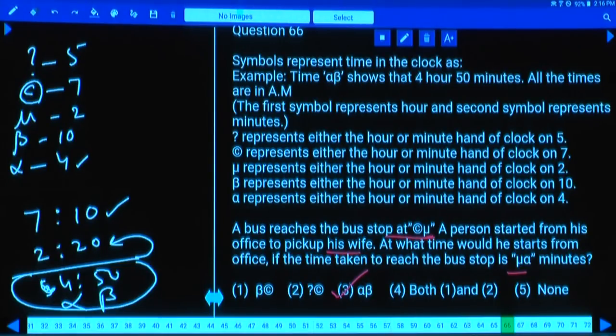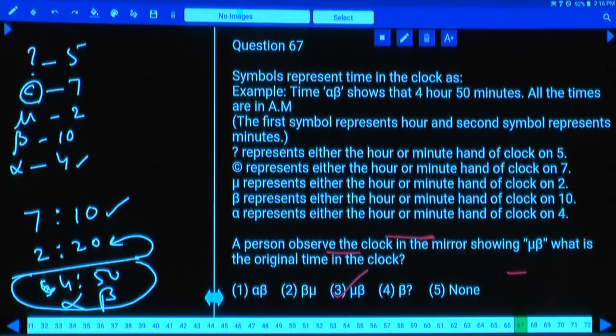Now this is about question number 66. Then question number 67. Tell me what is the answer here? A man observed the clock in the mirror showing mu beta. What is mu here? Mu is 2 and beta is 10, and 2 and 10 means, now what is the time here? 2 hours 50 minutes.